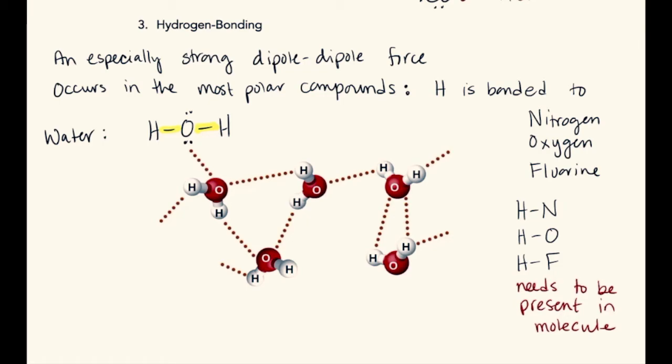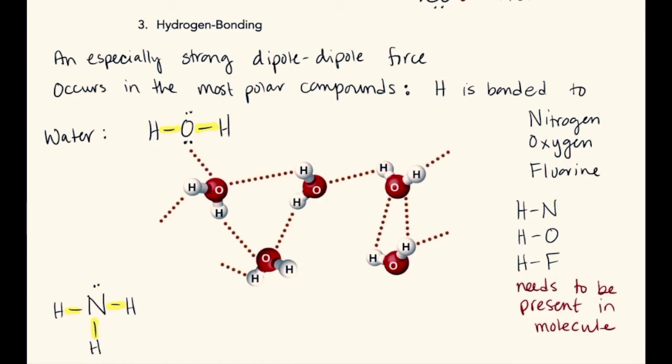You would also see it with something like ammonia, which is NH3. Ammonia would show hydrogen bonding because inside the molecule we see NH bonds. The hydrogen bond intermolecular force, though, is between two separate molecules that have these types of bonds.